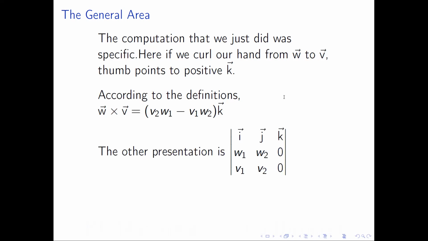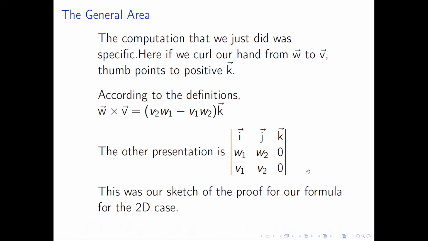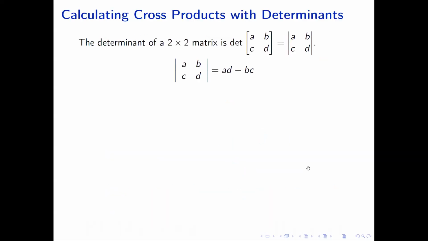The other presentation for this is the determinant with first row i, j, k, second row vector W1, W2, 0, and third row vector V1, V2, and 0. So the determinant of this matrix. This is our sketch of the proof for our formula for the 2D case.